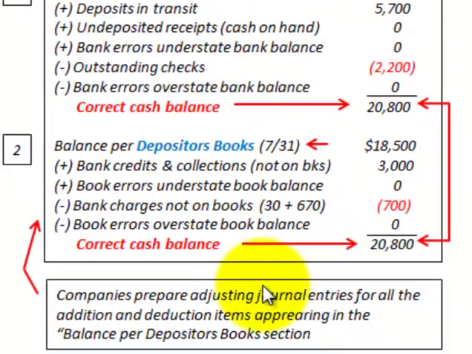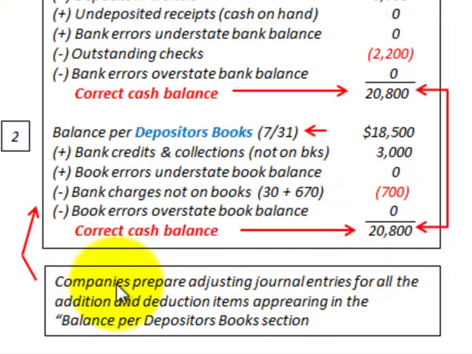So now, one other item we have to talk about. The companies prepare adjusting journal entries for all the addition and deduction items appearing in the balance per the depositor's books section. So any items here that we would have had to include, either as adding back or subtracting, have to be included in the books. The books have to be adjusted to match these pluses and minuses, or the additions and subtractions that we made here.